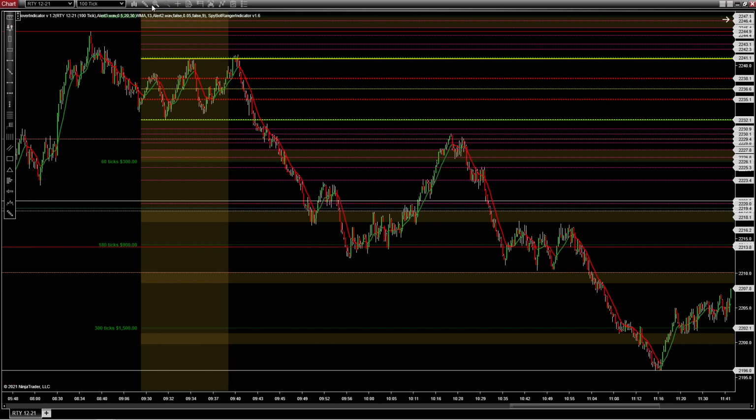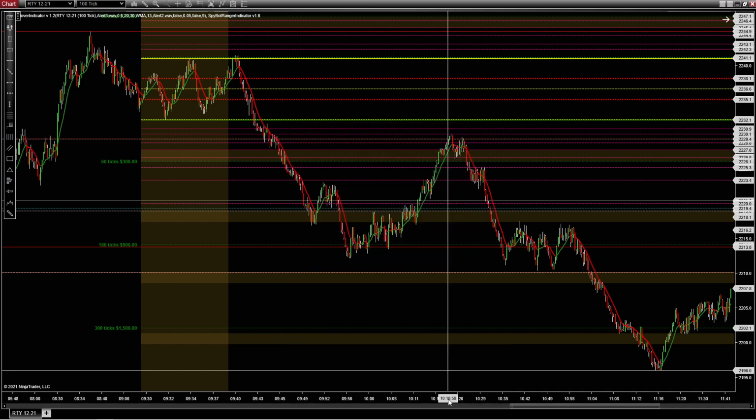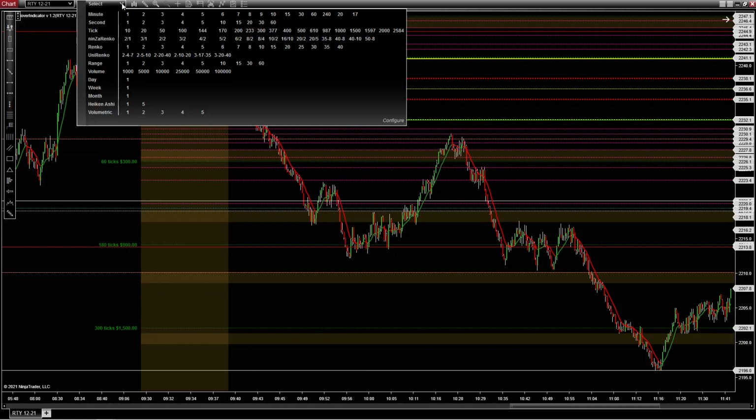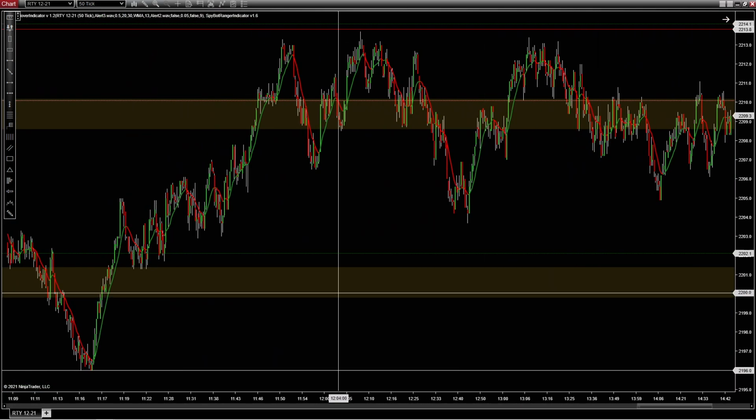Now, as you notice, whenever I do my drawing tools, there's nothing in here. So all of this is the Ranger indicator and then the mover, of course. There's nothing drawn in here. So let's go ahead. I like to trade RTY on 50 tick, believe it or not.